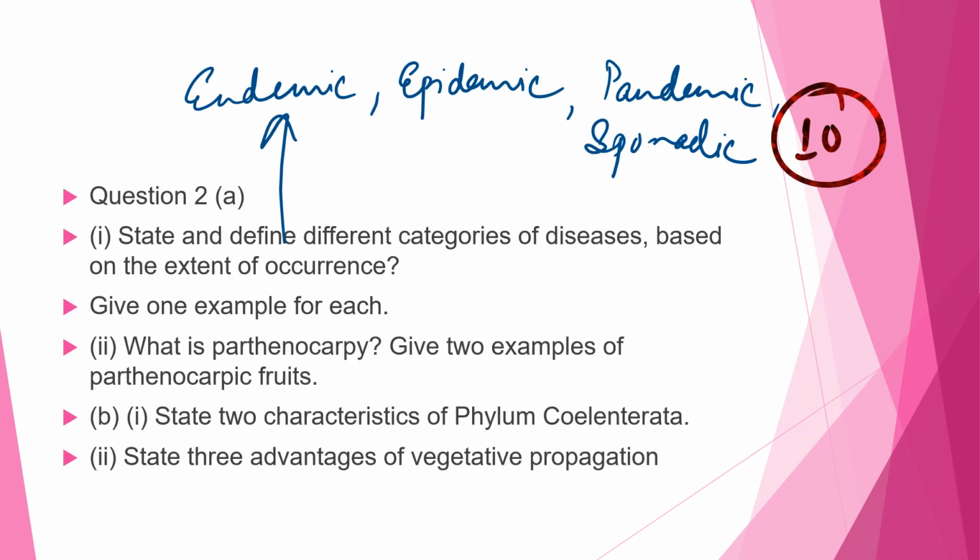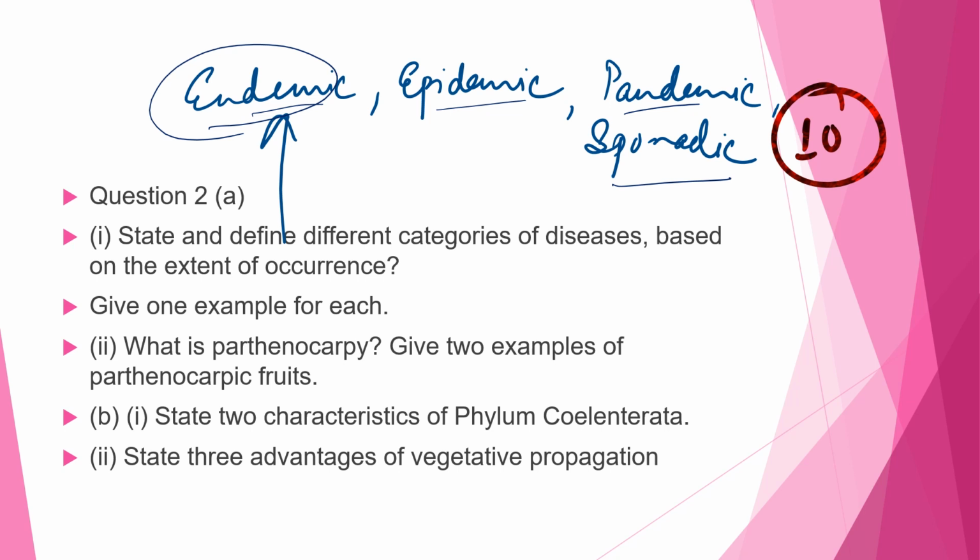So here the question is state and define the different categories of diseases based on the extent of occurrence. Now diseases can be divided into 4 types: endemic, epidemic, pandemic and sporadic. On the basis of occurrence, when the occurrence of the disease is restricted to a particular area and affecting a very small number of people, it is called endemic. Like yellow fever, it is restricted to a particular area and affecting a few people only, so it is endemic.